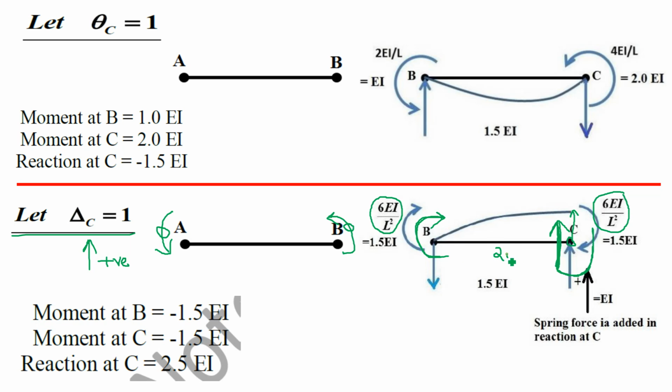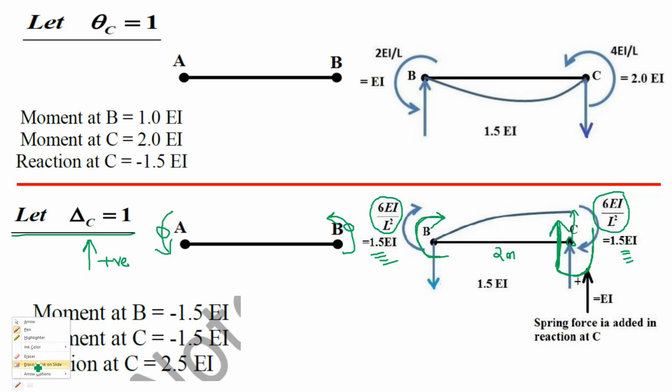L is equal to 2 meter. So 6 EI divided by 2 square, that means 4. 6 by 4, the answer is 1.5 EI. Clockwise in nature, at both ends it is clockwise. Clockwise 1.5 EI at B, clockwise 1.5 EI at C.